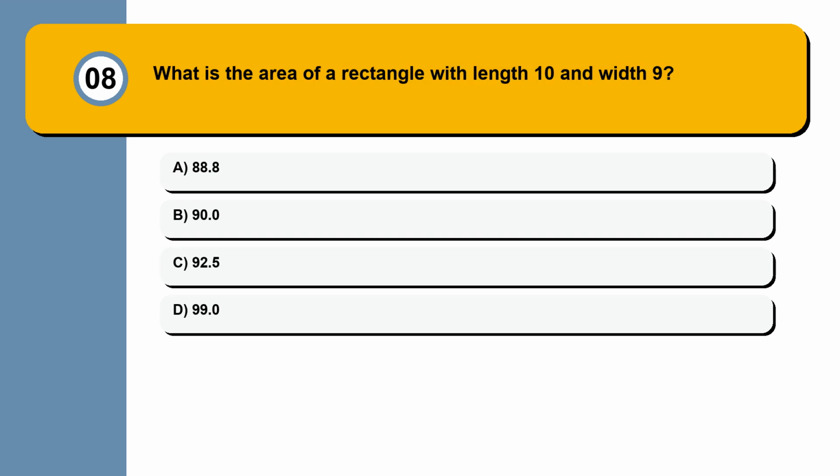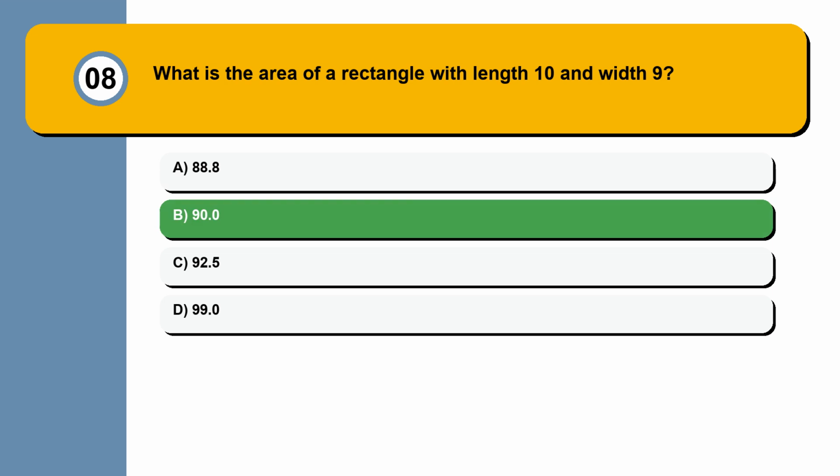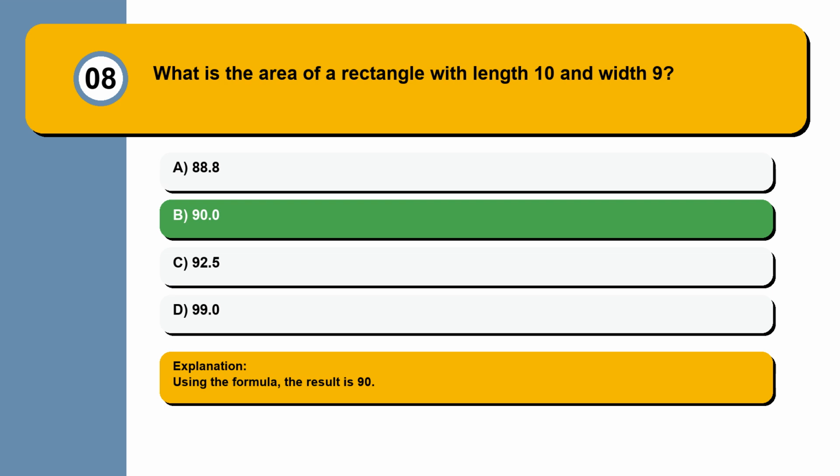Question 8. What is the area of a rectangle with length 10 and width 9? 88.8, 90, 92.5, 99. Using the formula, the result is 90.